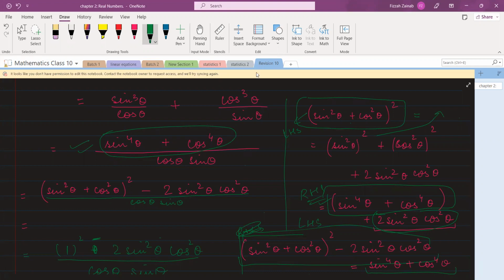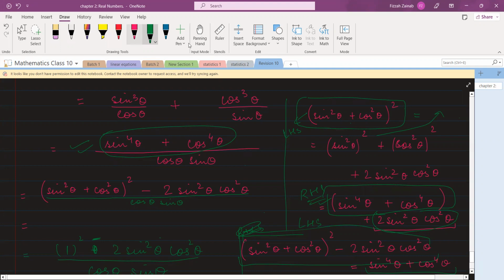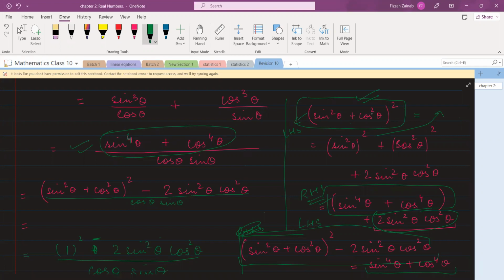See, Martin, this is important, okay? Please remember this thing. Whenever you have power of 4 and there's nothing else, then you have to use this expansion, right? Please keep this in mind.